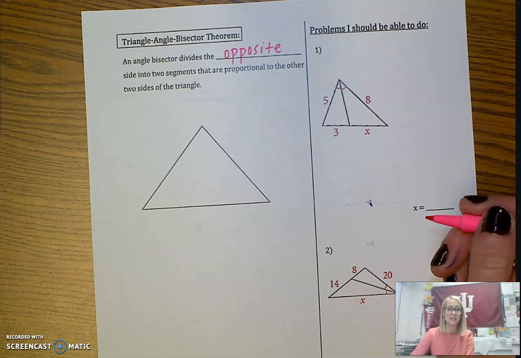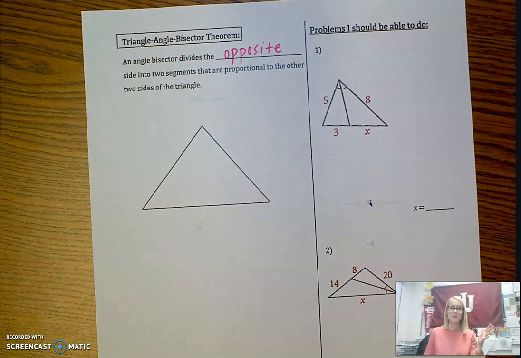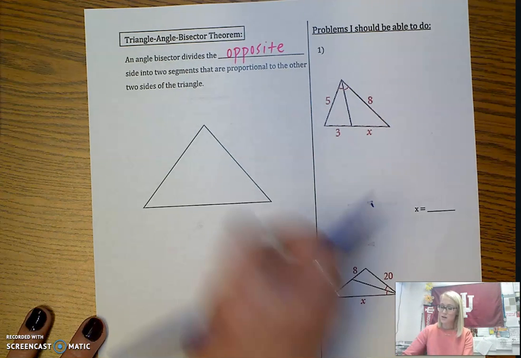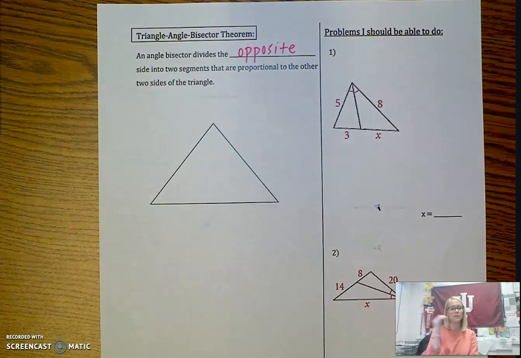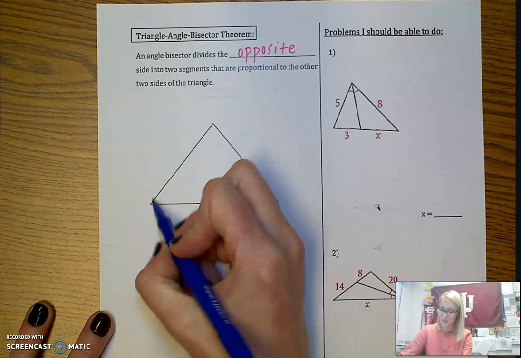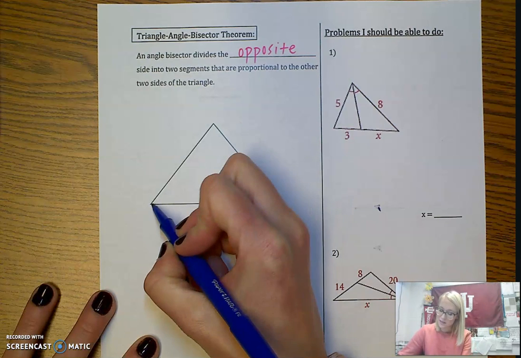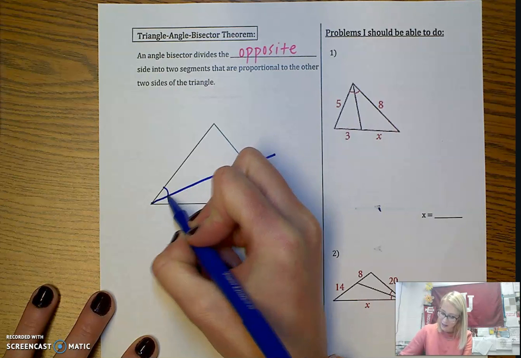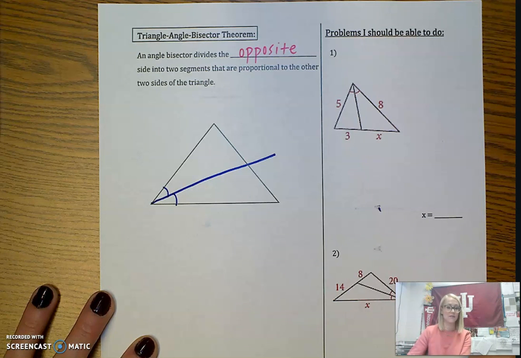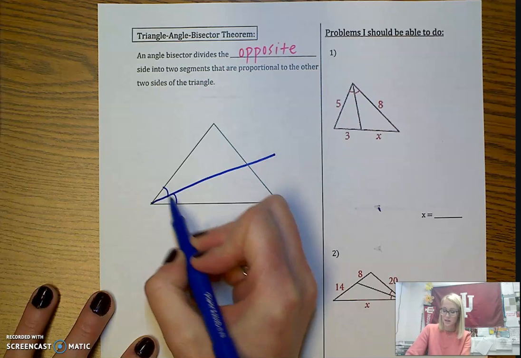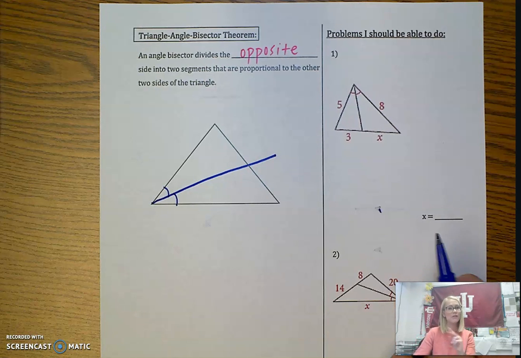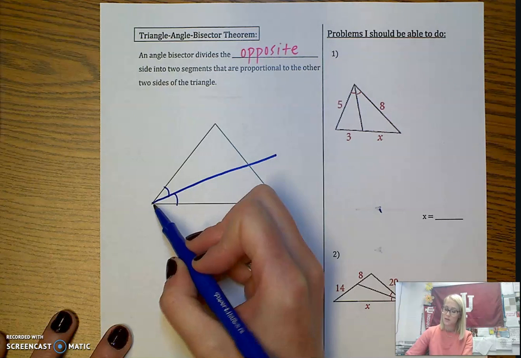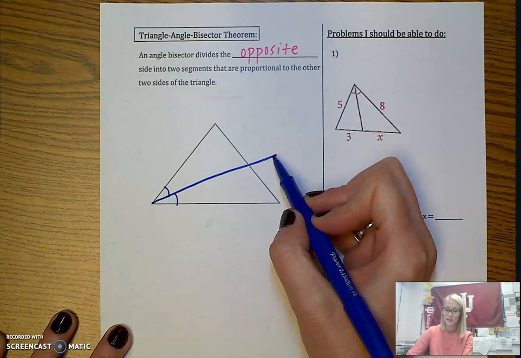I don't know about you, but yuck. That's just very wordy. It's kind of hard to follow. Let me draw a picture. So an angle bisector would be a piece that cuts an angle in half. So I'm just going to choose this angle down here. Let's say that I draw a segment in, and that guy is cutting this angle in half. And I'm going to know that because they're going to mark both of those parts of the angle congruent. So here's my angle bisector.